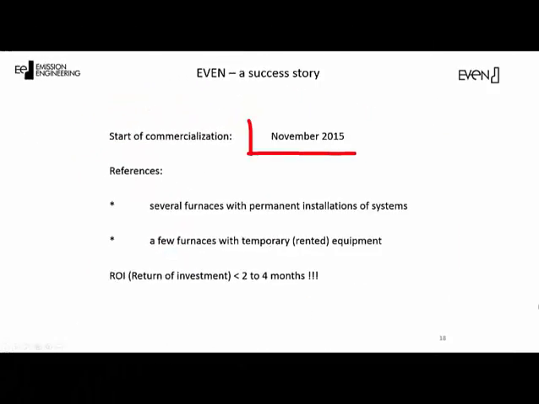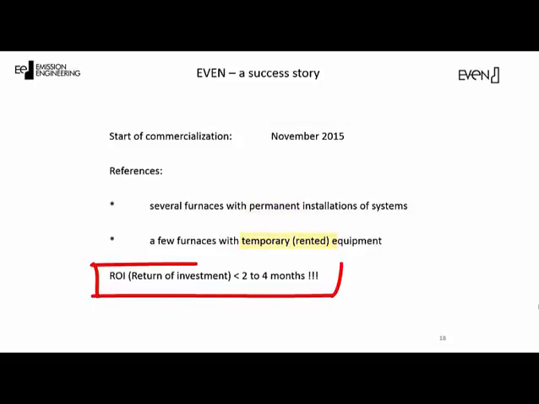We have been commercializing EVEN since November 2015. There are several units in permanent service in furnaces of oil refineries. A few more units are at client sites as rental equipment. The return on investment is so great that EVEN pays for itself in less than 2 to 4 months. EVEN is therefore an incredible tool that improves your fired heater operation significantly.